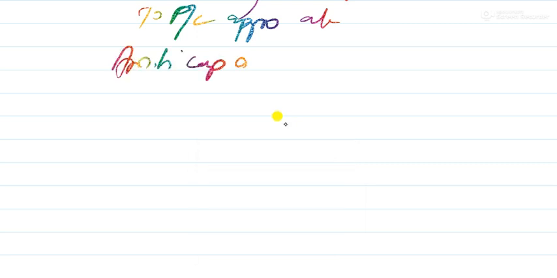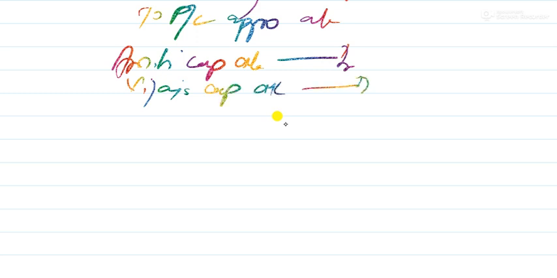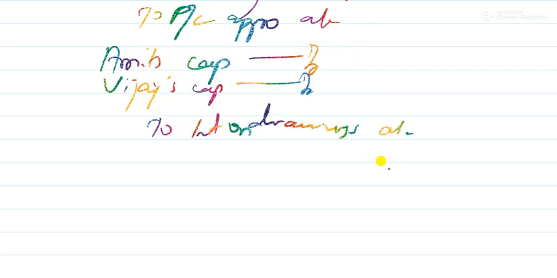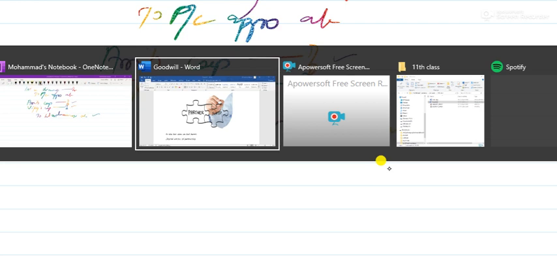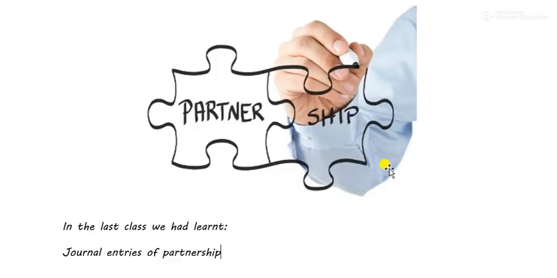Amit's capital account debit, Vijay's capital account debit to interest on drawings account. So amount and the total amount over here. So I believe this was the only thing you may have gotten confused in. And now let's get back to today's class.